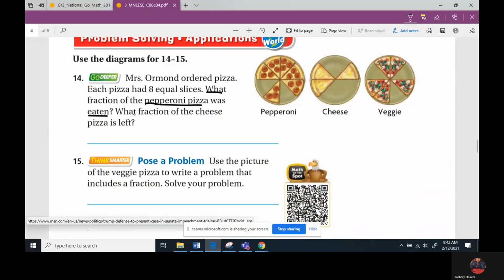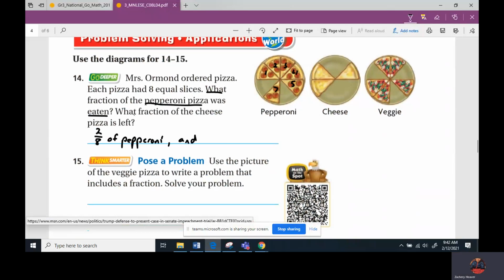Where's pepperoni? Pepperoni had 1, 2, 3, 4, 5, 6, 7, 8. And I can do it like this. 1, 2, 3, 4, 5, 6, 7, 8. So it had 8 pieces. How many were eaten? Well, we got to look at that now. How many is missing? 2. So 2 out of 8 pieces of pepperoni. I'm going to put "of pepperoni", and you spell it right here, comma, and let's look at the cheese.